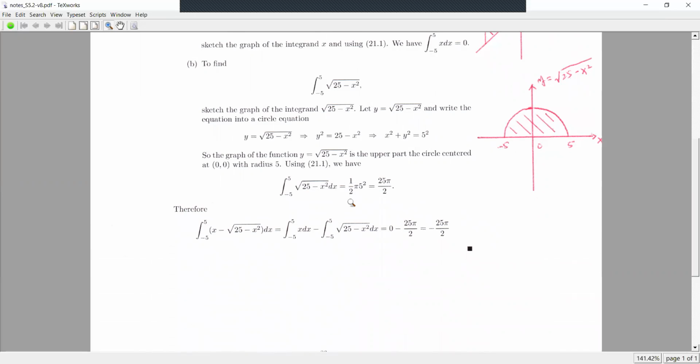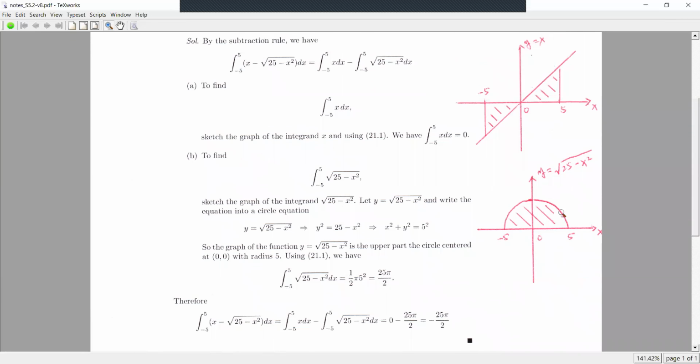The circle, the radius is 5. Center is the origin. The full circle area is pi r squared, so pi 5 squared. Then half, so divided by 2. So therefore, this number is this integral.